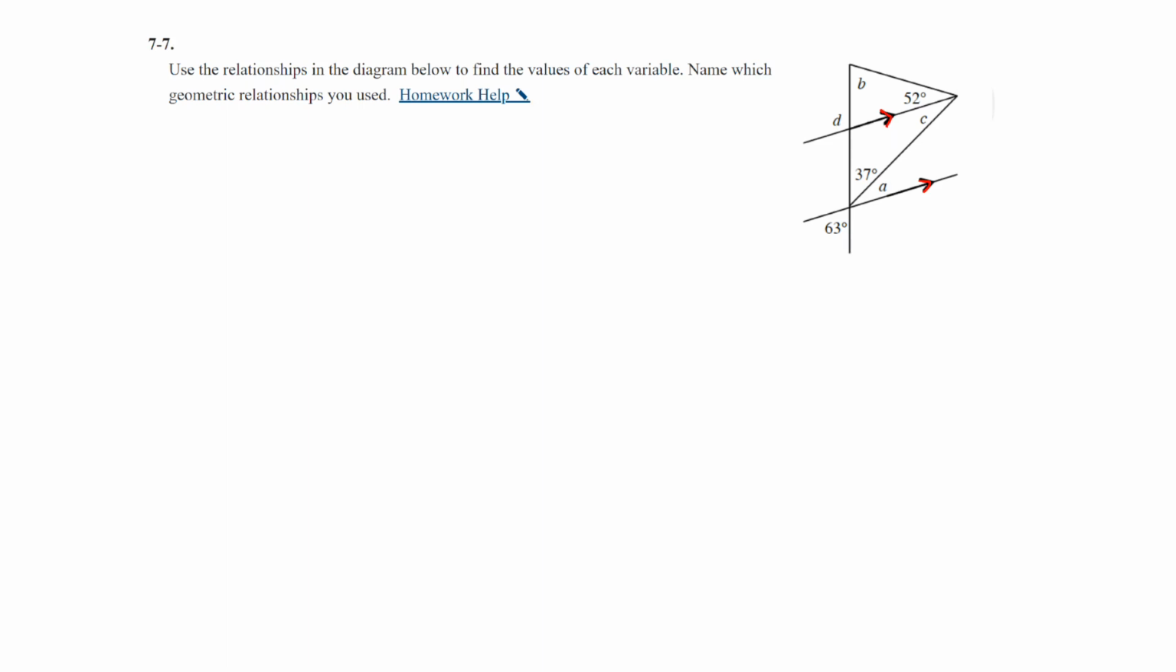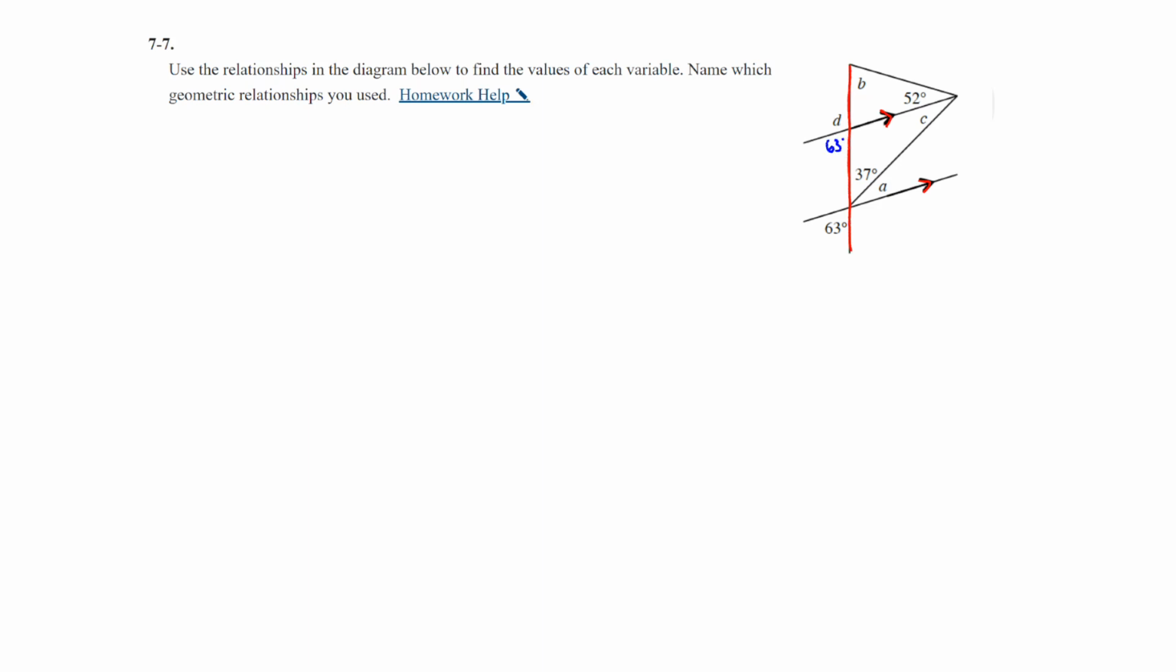So the first thing is, here is a transversal that cuts the two parallel lines. So just start filling in some things and see what we come up with. So 63 degrees I could fill in, even though this is not one of my variables, it is the corresponding angle. Since they are parallel lines cut by a transversal, the corresponding angles are congruent. So I use 63 there.